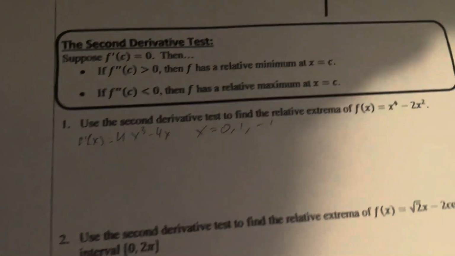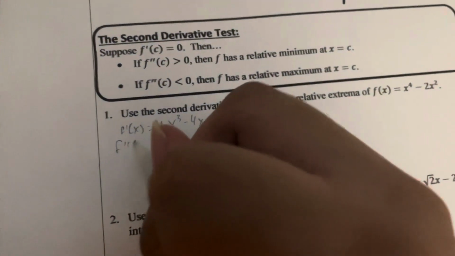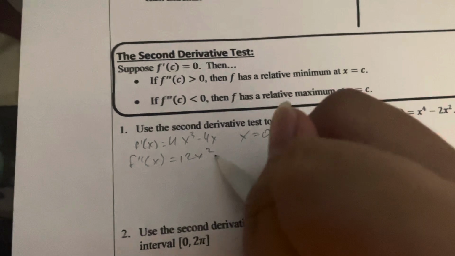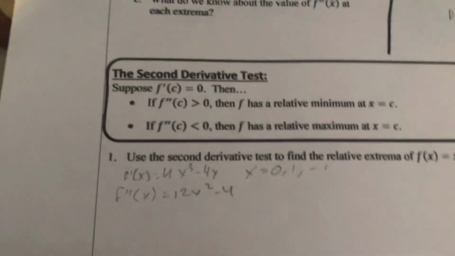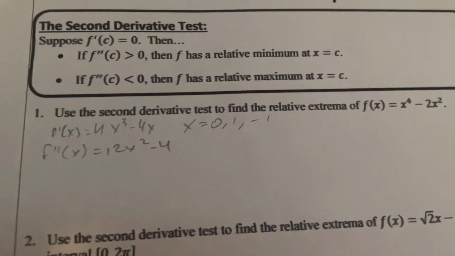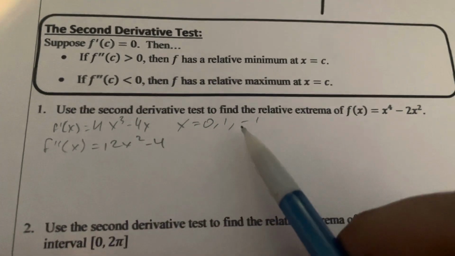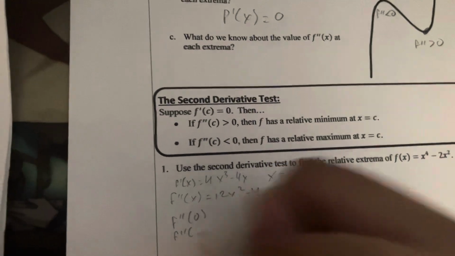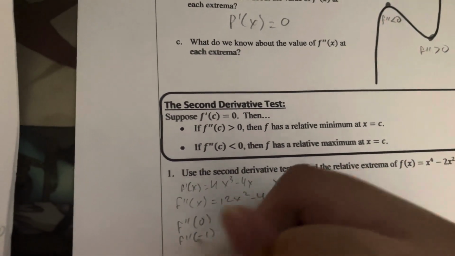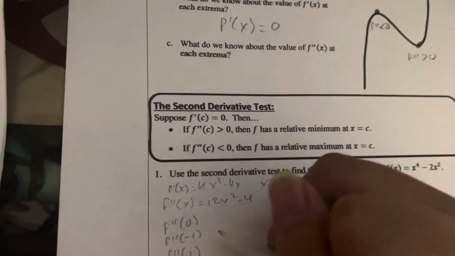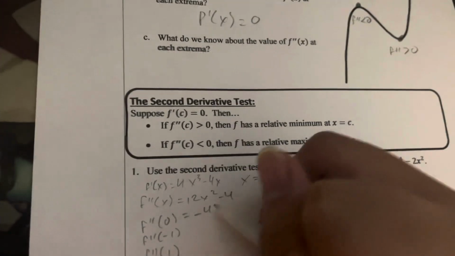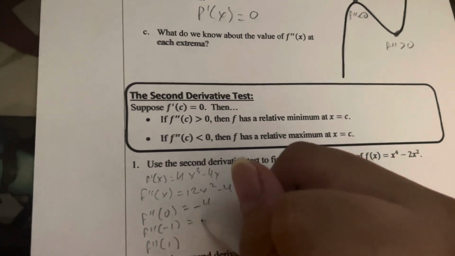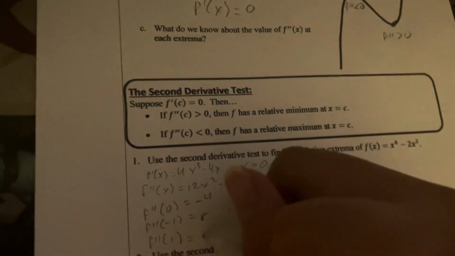So if it does equal 0, we have to find the second derivative, which is f double prime of x equals 12x squared minus 4. Now that we have the second derivative, we have to plug our critical points into it. So we have to find f double prime of 0, f double prime of negative 1, and f double prime of 1. f double prime of 0 equals negative 4, this equals 8, and this also equals 8.